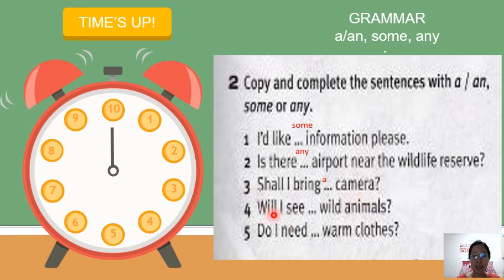Okay, where can I see wild animals? Okay, so here animals is plural. Where can I see any wild animals? Okay, because you are asking a question. Masa kita tanya soalan, kita gunakan any.